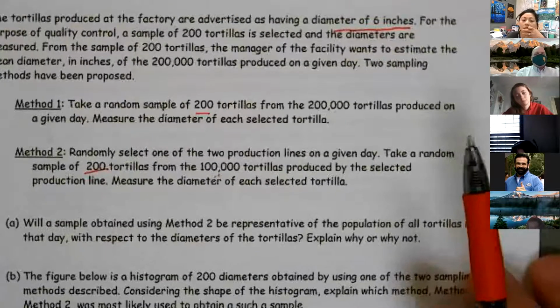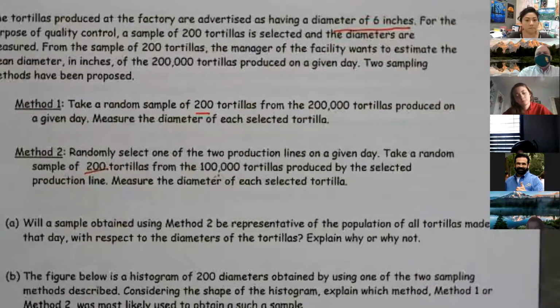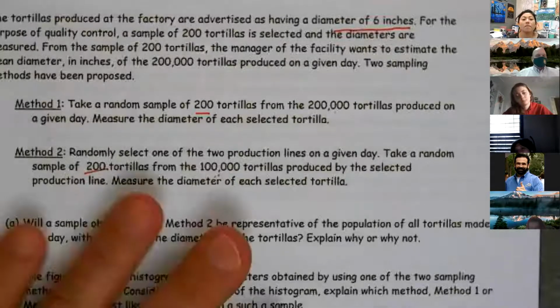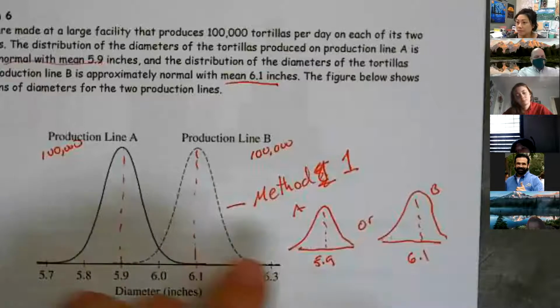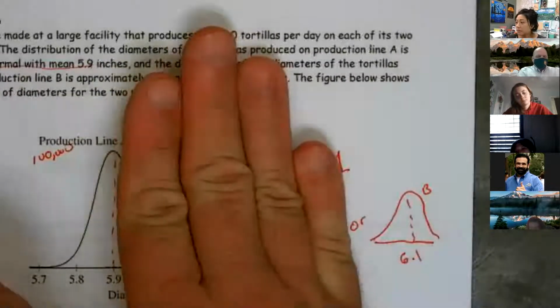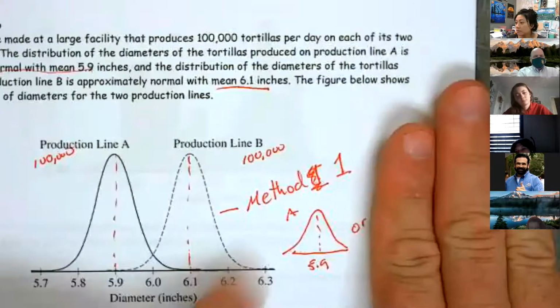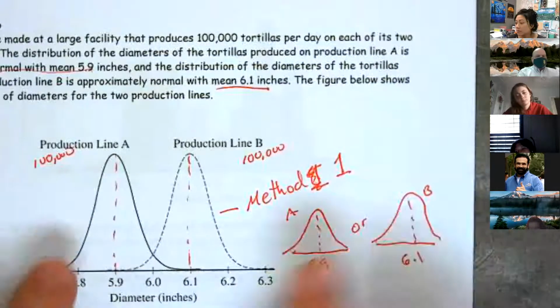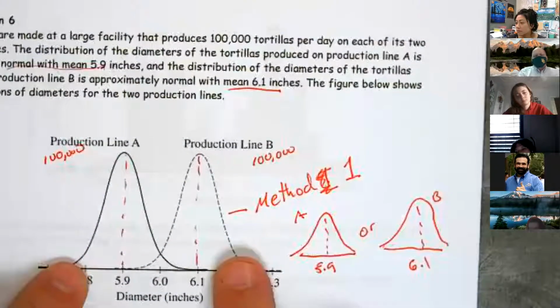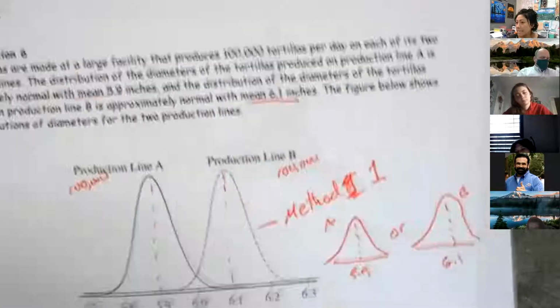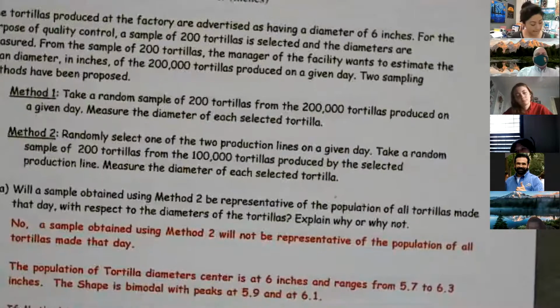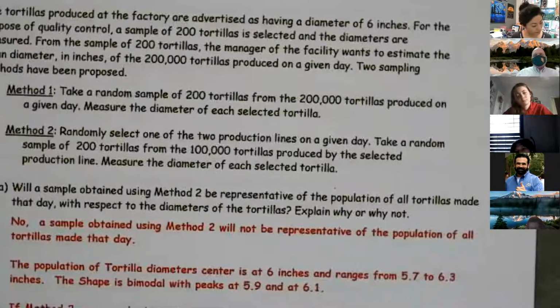Will a sample obtained using method 2 be representative of the population of all tortillas made that day with respect to the diameters of the tortillas? Explain why or why not. Well, method 2 is either going to be B or it's going to be A. It's not going to be both. Well, that does not look like the population. So very simply, that answer is no. A sample obtained using method 2 will not be representative of the population.